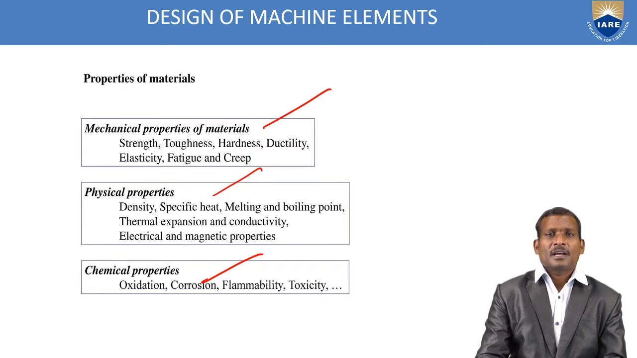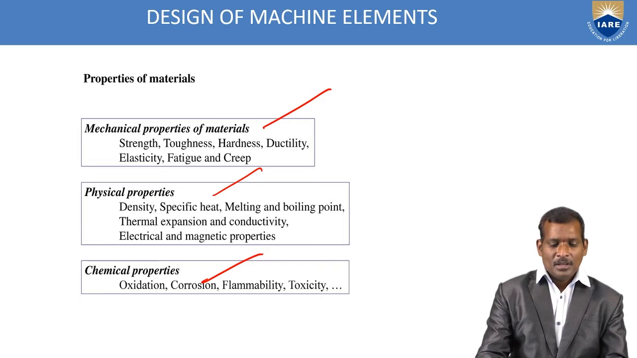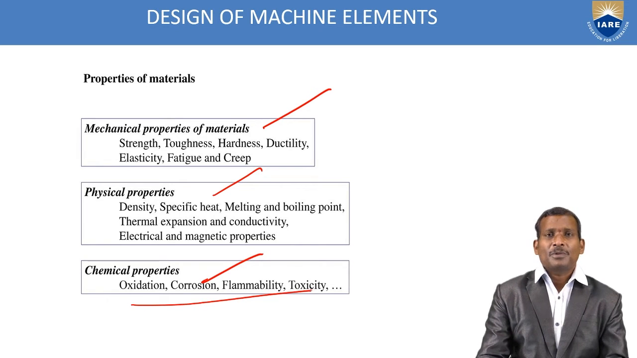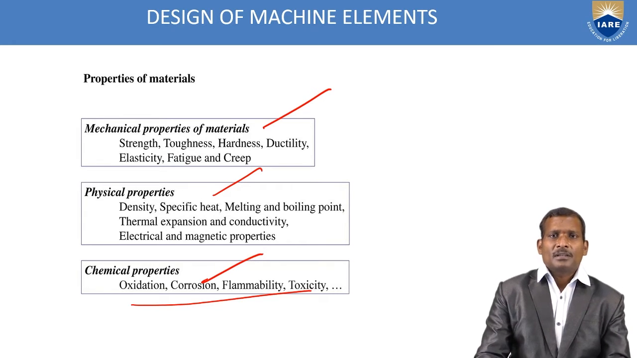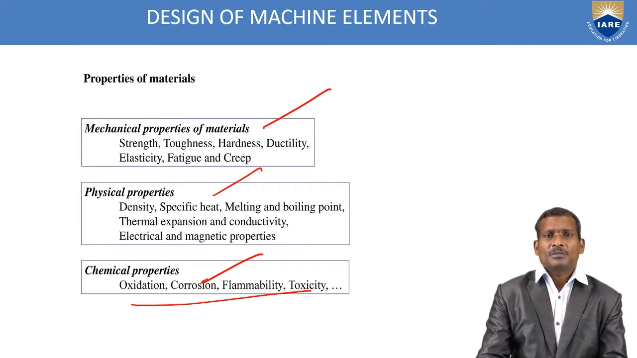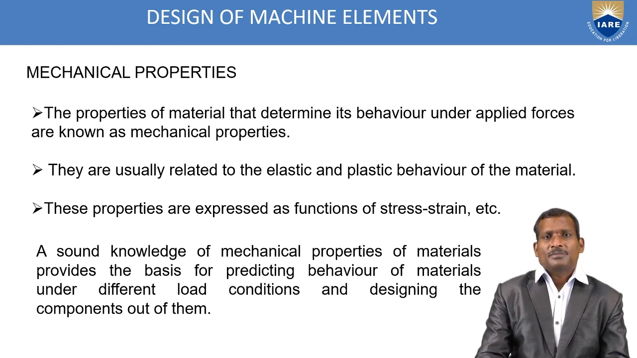The third one is chemical properties. The chemical properties are oxidation, corrosion, flammability, toxicity, etc. All these properties come under chemical properties. Now we will study mechanical properties of materials. What are the mechanical properties? How to measure these properties? What are the applications of these properties? We will see in this session.